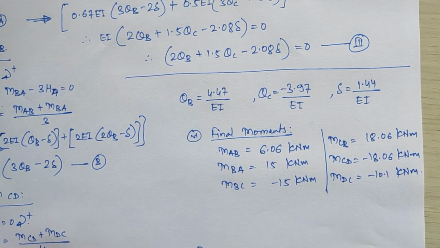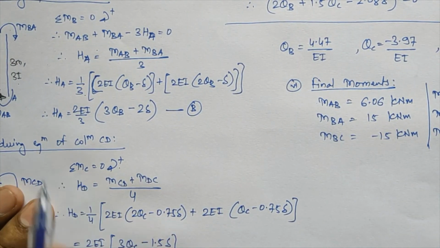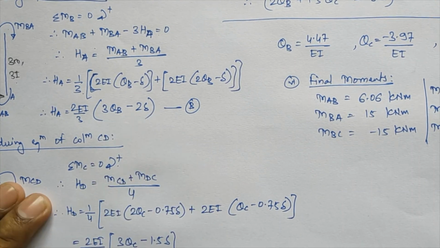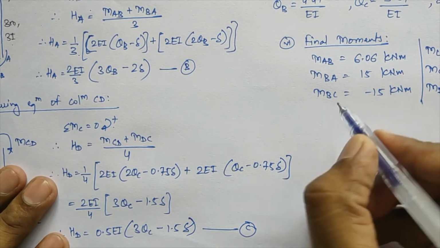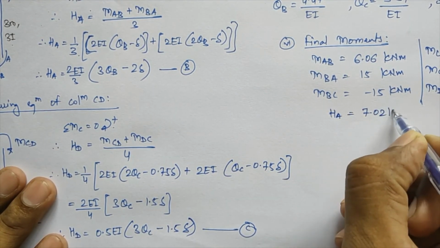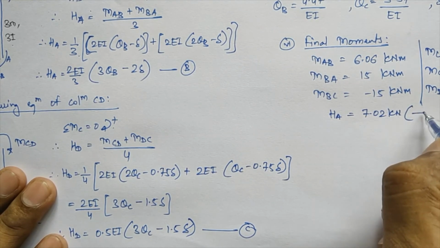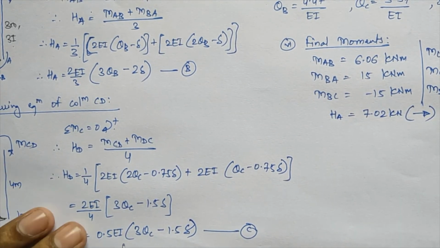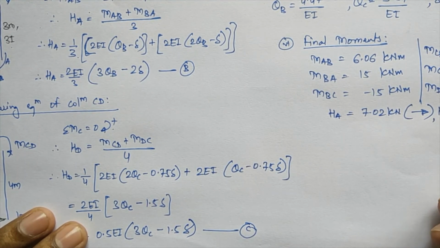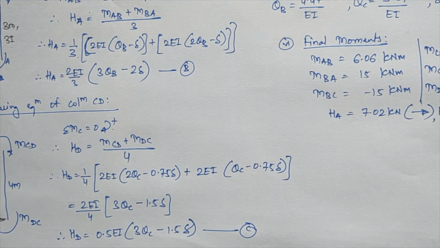Other than these values, you can also calculate the values of HA and HD. You can substitute the theta B and delta values, and the theta C and delta values, in this equation. From that you will get HA equal to 7.02 kilonewton. It is positive, which means it is acting in the assumed direction, so it is the right one. And HD I am getting as negative 7.035 kilonewton. Since it is negative, HD will be acting in the opposite direction.